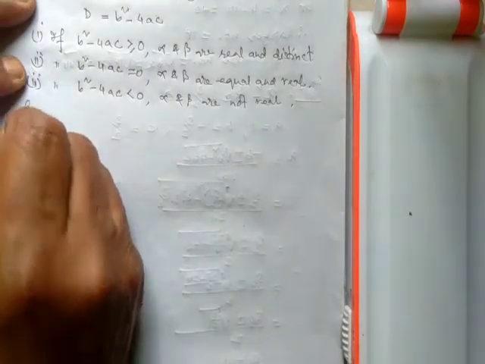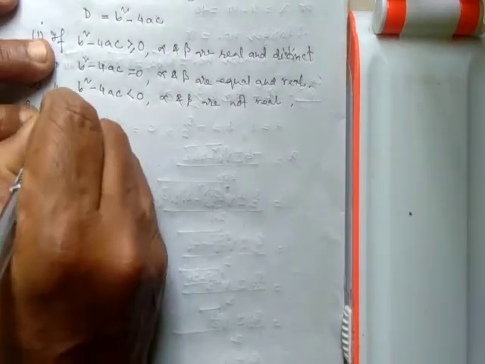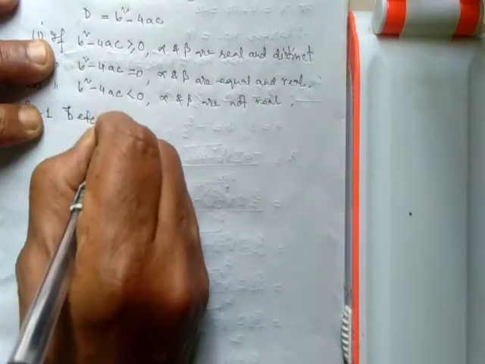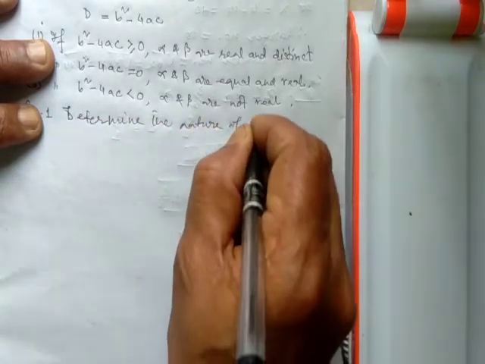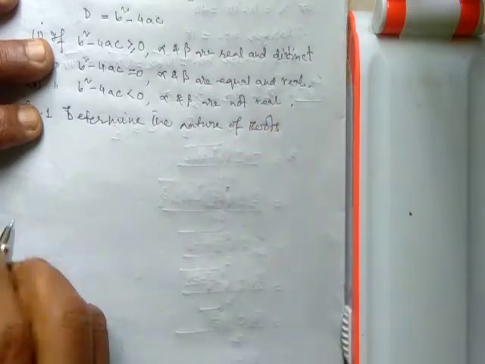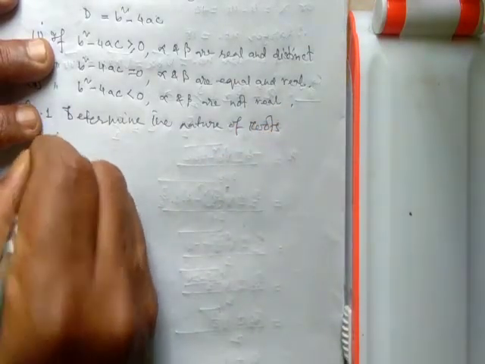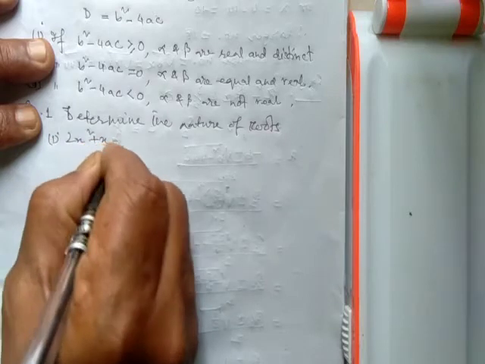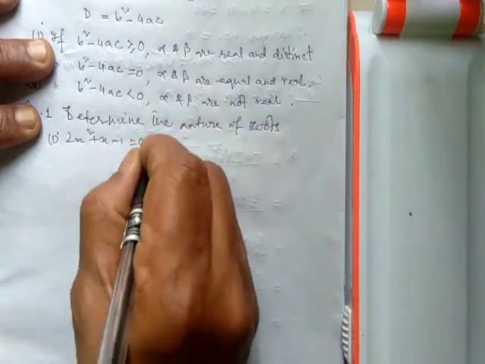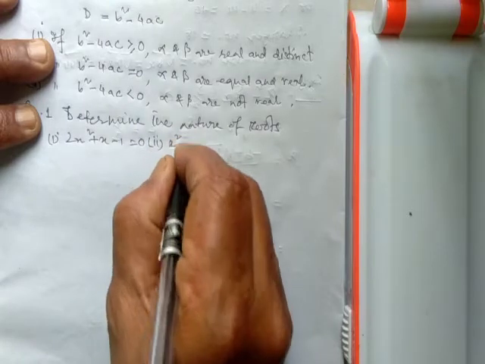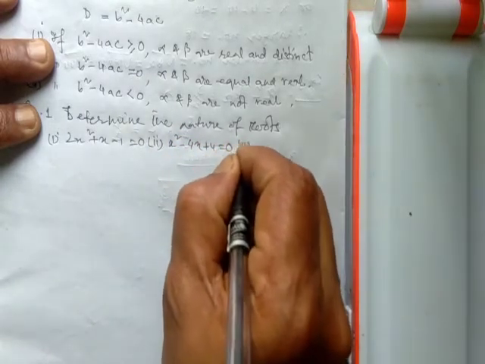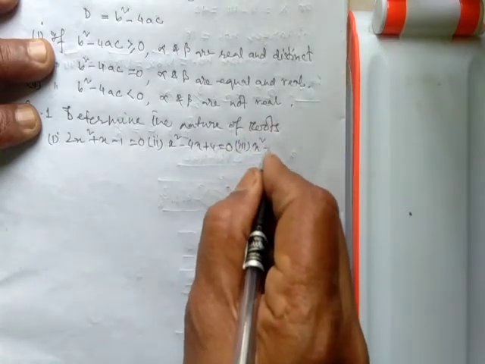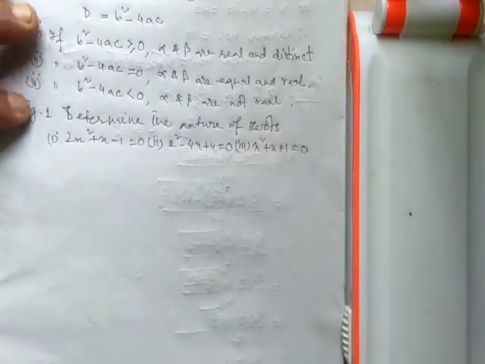One example I will take here. Determine the nature of the roots. 1. 2x square plus x minus 1 is equal to 0. 2. x square minus 4x plus 4 is equal to 0. 3. x square plus x plus 1 is equal to 0. Solution.